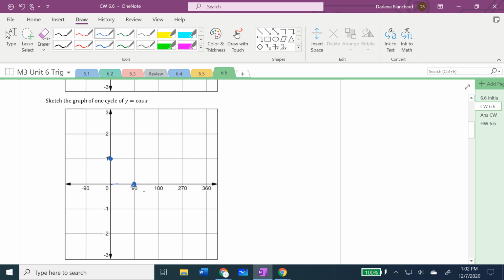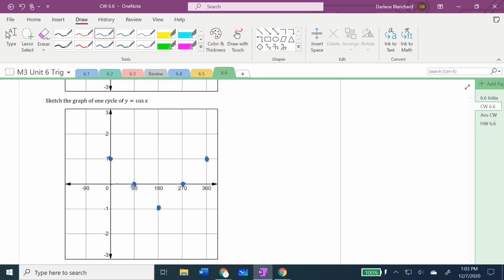Then cosine goes into negative values and reaches its lowest point at 180 degrees, a lowest point of -1. Then it comes back up. At 270, it's back to the center. And at 360, it's finished its cycle all the way up to the top again.